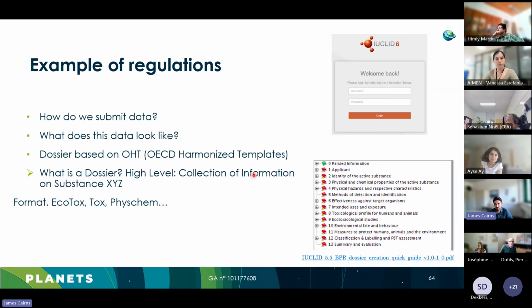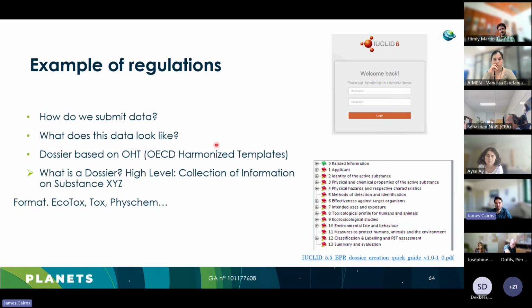Just a short example of one of these regulations on how this data is submitted. So the data is collected, first judged and everything, but what does this data actually look like that is submitted? It's submitted in a dossier, which is based on the OHT, which is OECD harmonized templates. This is speaking for Europe. Many others have adopted this platform.